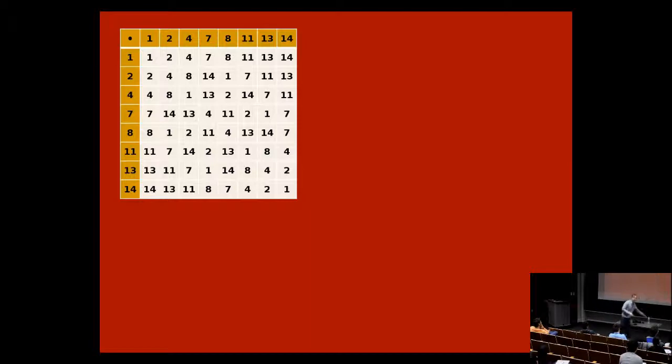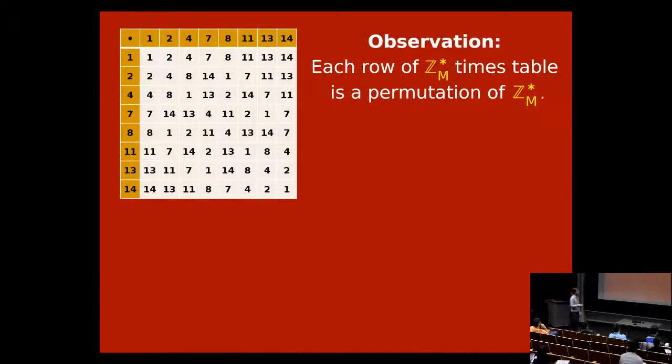Any other properties? Yeah, each row has the same numbers. It's not just that when you multiply 4 by anything, you stay within this set. Actually, you get every number in each row. Each row is a permutation of the basic numbers. Every number in ZM star appears exactly once in each row. Row 7 has 2 7s and no 8.